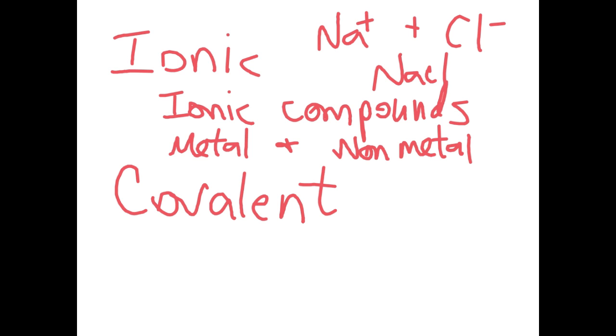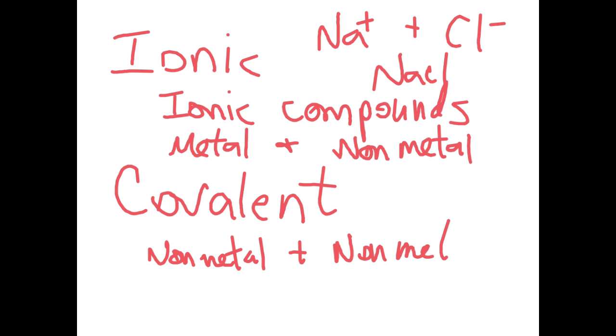Covalent compounds are different because these are formed between nonmetal plus nonmetal. Now there are very few nonmetals on the periodic table, right? But there are a lot of covalent compounds. There's a lot of combinations that can be created from those nonmetals. And that's how we form covalent compounds.